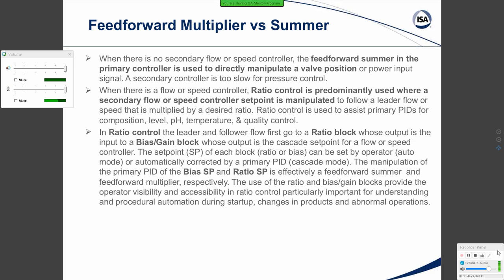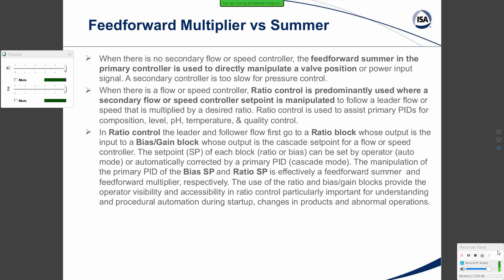The set point of each block, whether it's a ratio or bias, can be set by the operator in the auto mode or automatically corrected by this primary PID that has got the job of trying to make sure that you're doing tight control of composition, level, pH, temperature, quality, and then you're operating in the cascade mode.